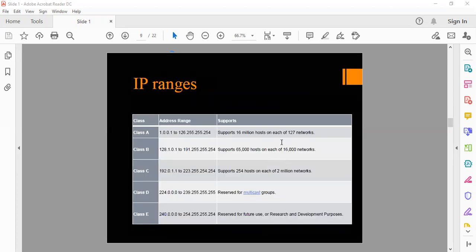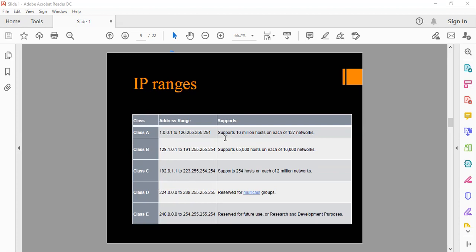These are the classes of IP addressing. The first class, class A, ranges from 1.0.0.0 to 126. Class B addressing ranges from 128 to 191. In class C addressing, the range of IP addresses is from 192 to 223. This is class C addressing.